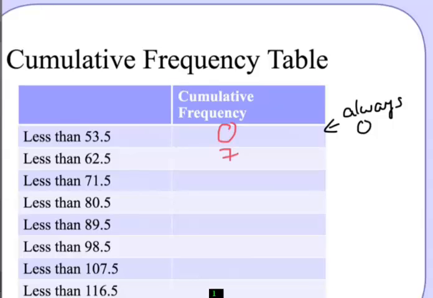Things less than 71.5, that was 13. Then if I add the 8 from the next line, that's going to be 21. And then there were 4 in the next line, so that's going to be 25. 1 more is going to be 26. 3 more is going to be 29. And 1 more is going to be 30. I took the frequency and I was adding it on each row.